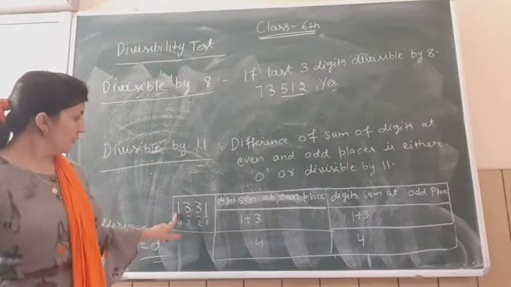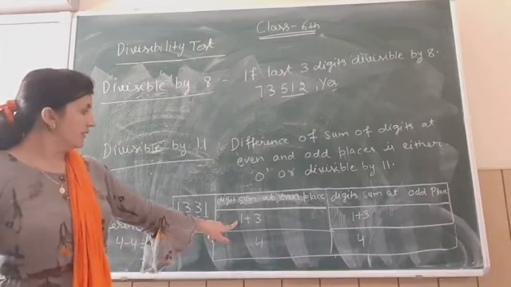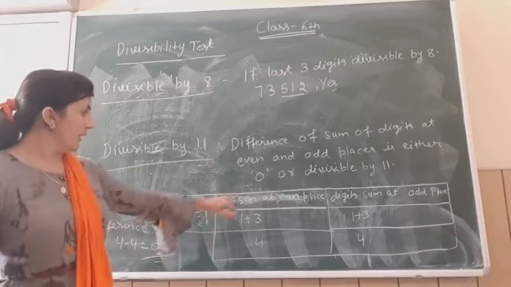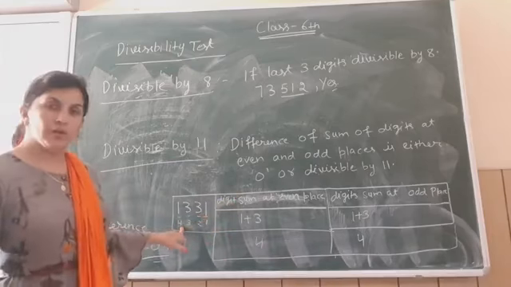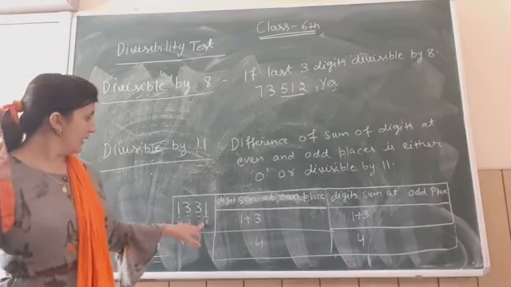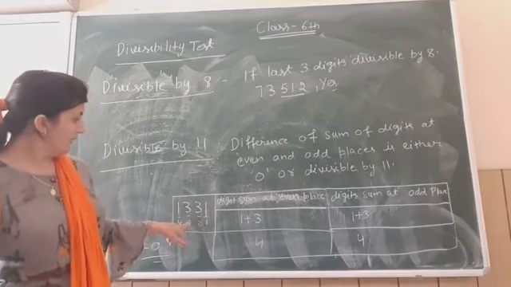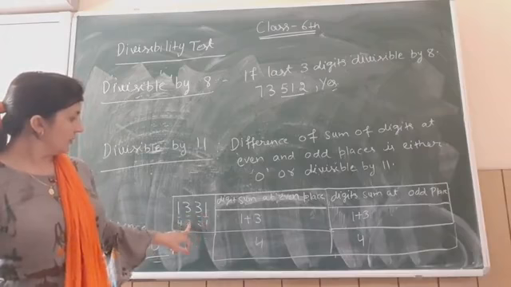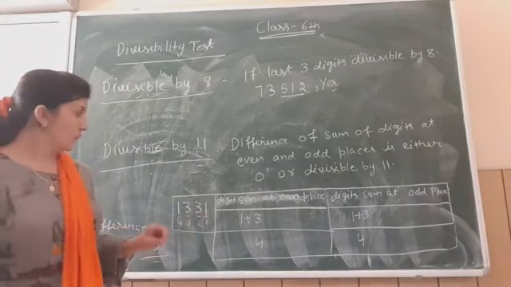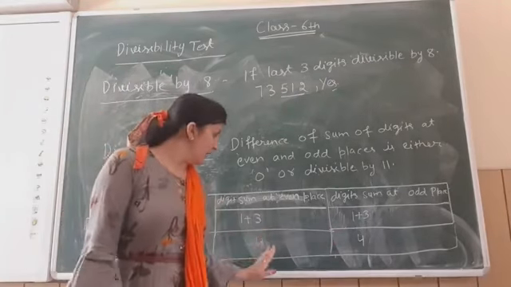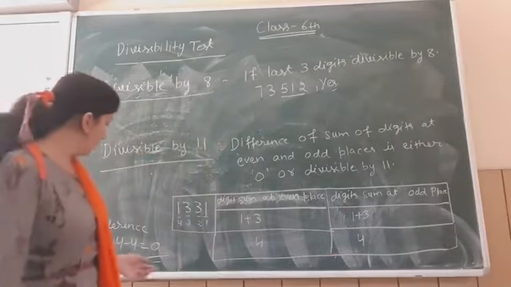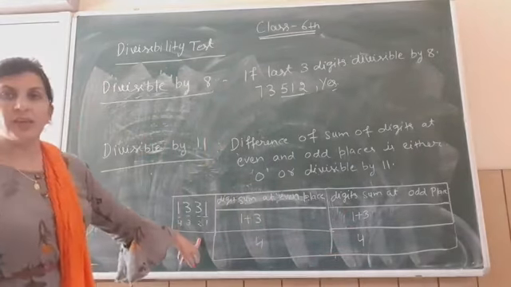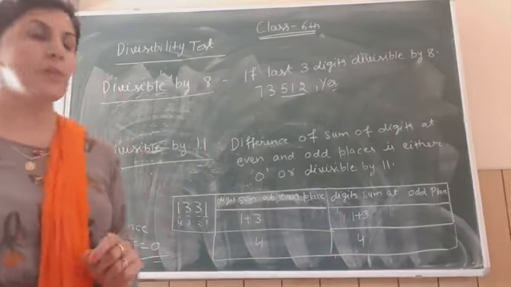1, 2, 3, 4. The first and third are the odd places, and the second and fourth are the even places. At the even places this is 1 plus 3. Now at the odd places, this is 1 and 3. So we add 1 plus 3, 4. 1 plus 3, 4. 4 minus 4, we get 0. So we say that yes, this number is divisible by 11.